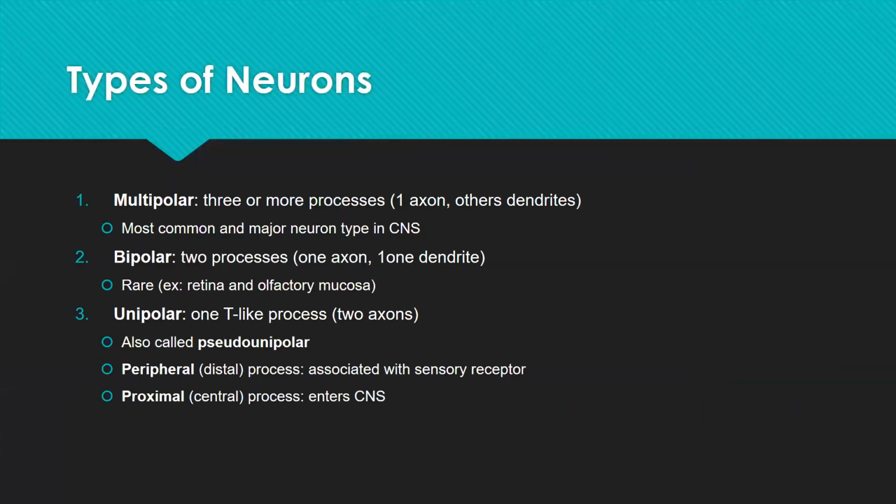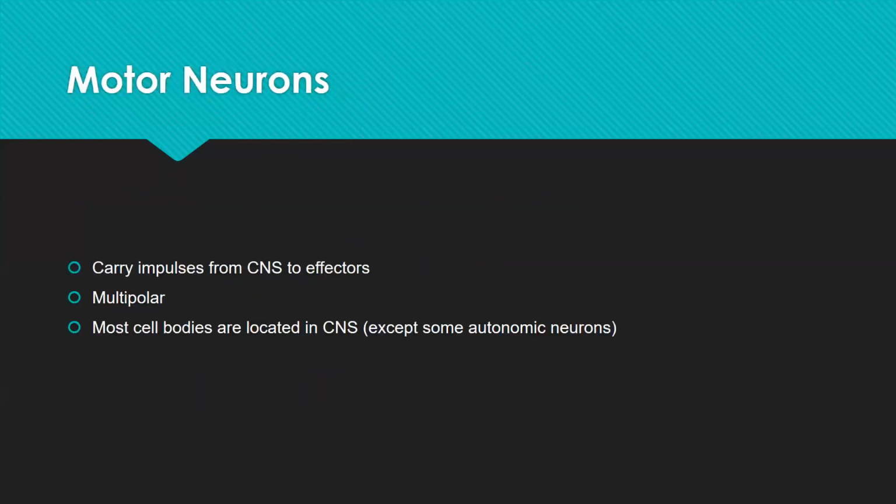I don't see types of neurons tested on that much, so I don't think it's high yield. I do have it here if you want to review. It really comes to the definition of how many processes are located on the neuron, meaning are there multiple axons, are there multiple dendrites, how much stuff is coming off the neuron? I see this rarely tested on, so I'm going to skip it, but if you want to review it, it is here.